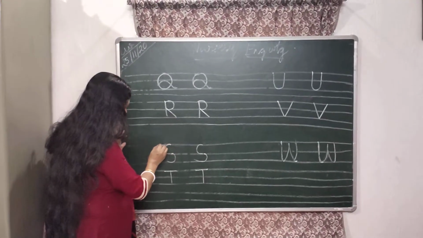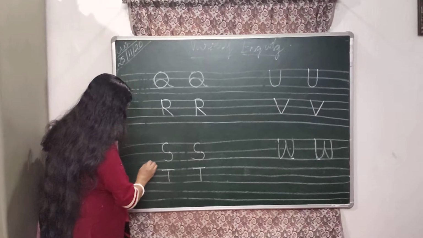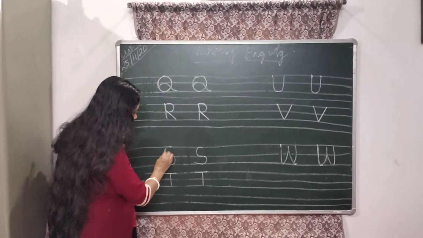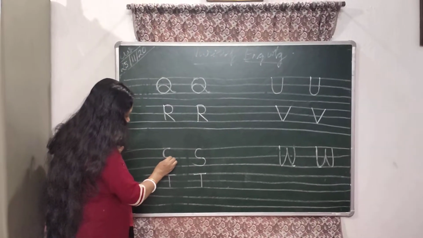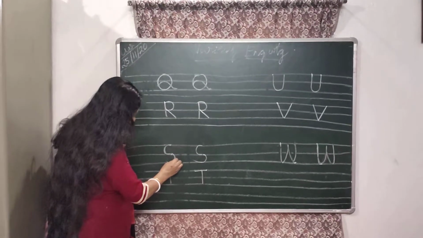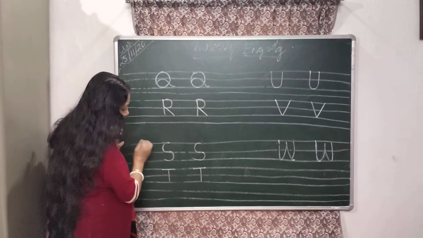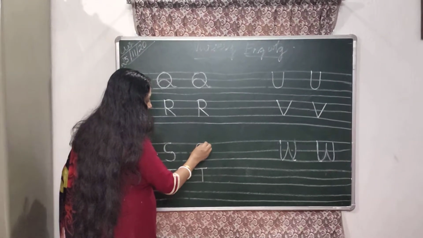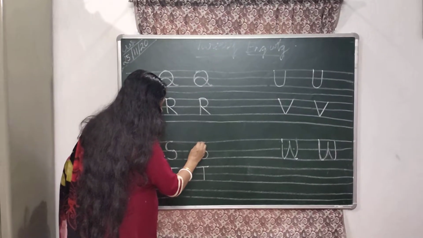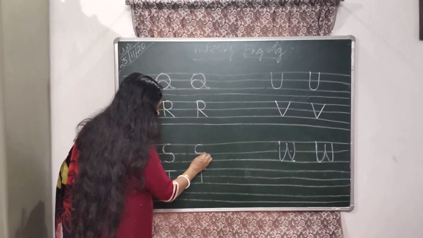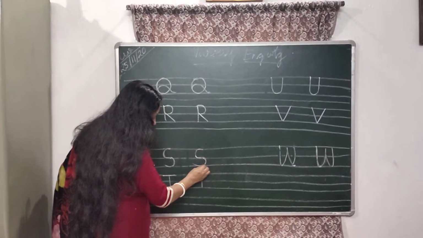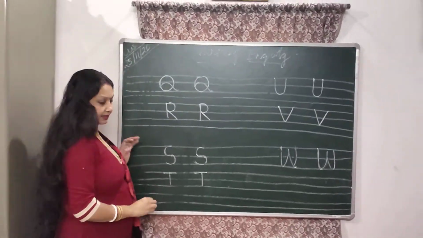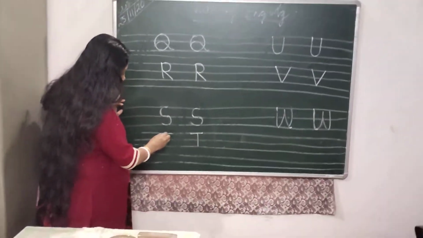Now capital letter S. So children, S for sun. Make a half circle, start from the first line, make a half circle, come down to the second line, then again make a half circle on the opposite side and come down to the third line. Okay, this is your capital letter S. So once again I will show you. Start from the first line, make a half circle, come down to the second line, then again make a half circle on the opposite side, then touch the third line and this becomes capital letter S. So S for sun.